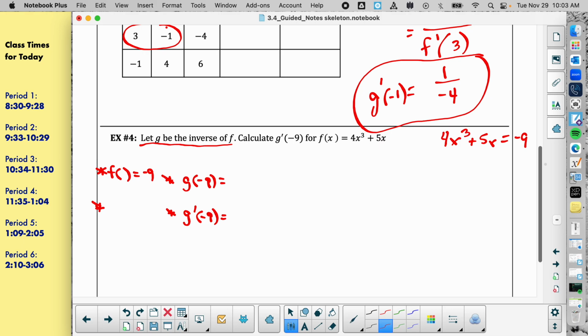Guess and check. If I plug 1 in, it wouldn't work because 1 would give me +9. So that immediately tells me in my brain that -1 will work. Because if I plug in -1, this would be -4, -5, which becomes -9. So the answer is -1. Over here, this is the x value I needed. That means I'm going to figure out the slope at -1. That's going to happen by me calculating the actual derivative.